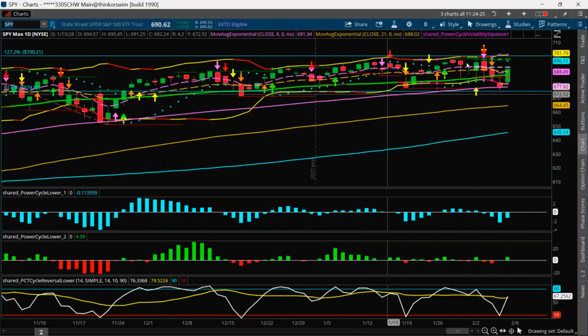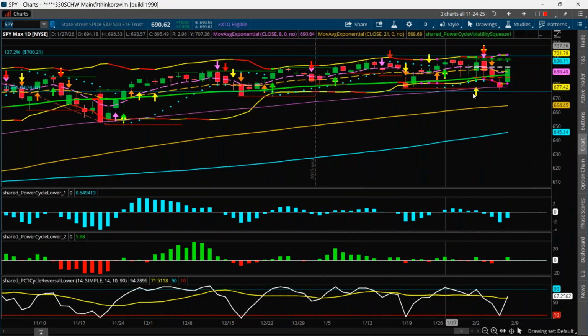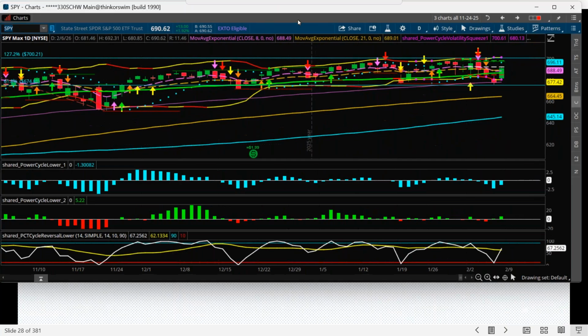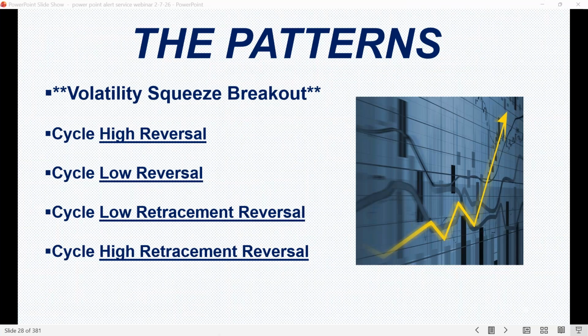Yeah, see the dots? We're just really churning sideways. Now, we're neutral momentum. Cycle 1 is negative, 2 is positive. So this is not giving us any identification of a break to the upside or downside. It's just neutral, so it's a no trade. So right now you'd be doing zero, nada on the SPY, no trade on that.